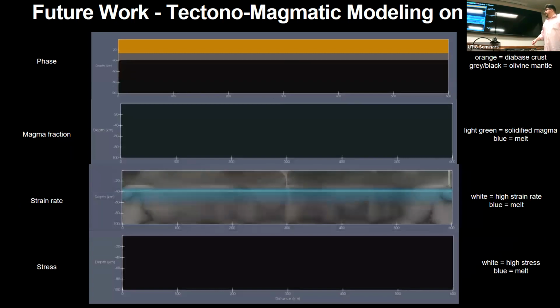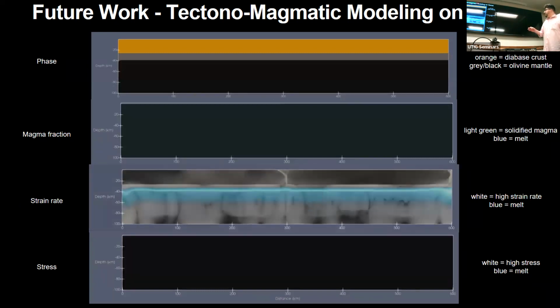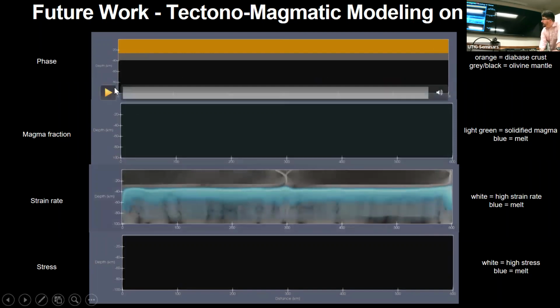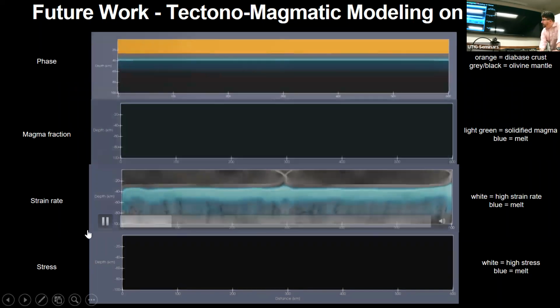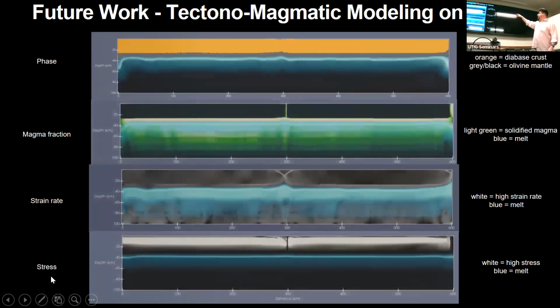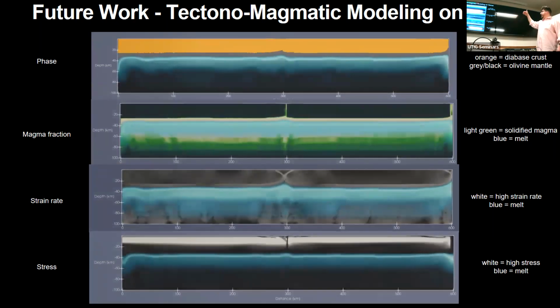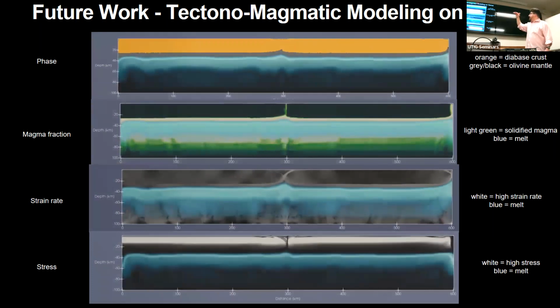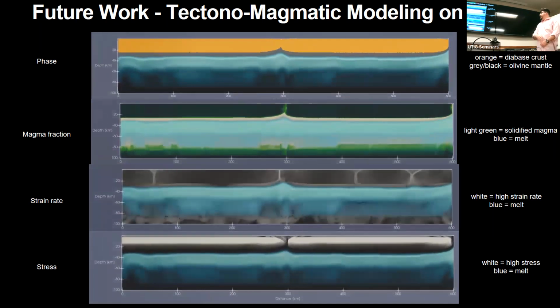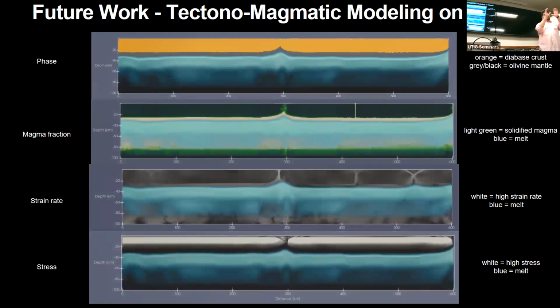Here's some preliminary stuff that I've been working on with respect to that. Oh, only one of these is playing. There's 4 videos here. I'm just gonna play them all. All right. So basically the top one is phase. That orange is like a diabase crust. The blue is where you have widespread melting all over the base of the lithosphere. And you're slowly going to create this accretionary bit of a Venusian crust.